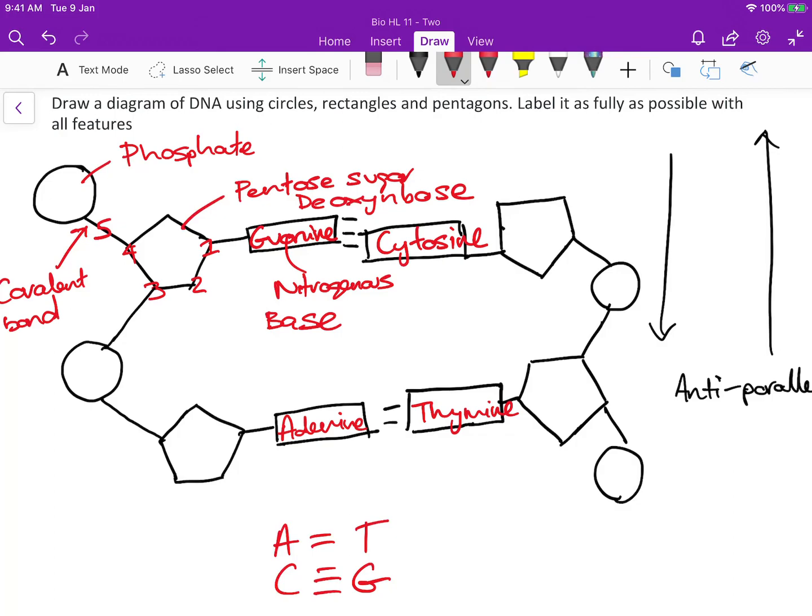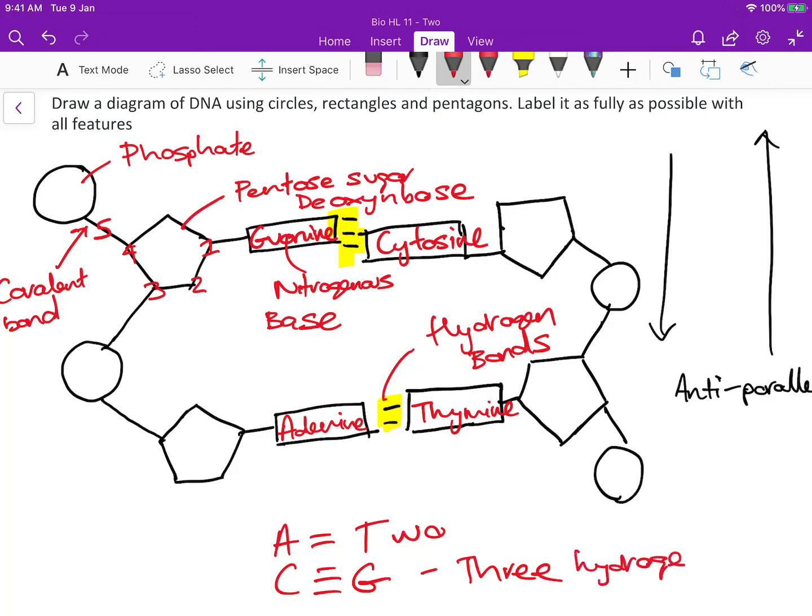And we can remember CG3, they all rhyme. A and T for 2. And we can see up here that we have got 3 lines which are linking G and C. There are 3 hydrogen bonds, so we can label these as well. These are hydrogen bonds. And there are 3 hydrogen bonds between cytosine and guanine, and only 2 between adenine and thymine.